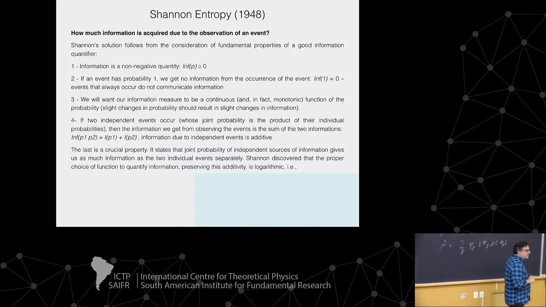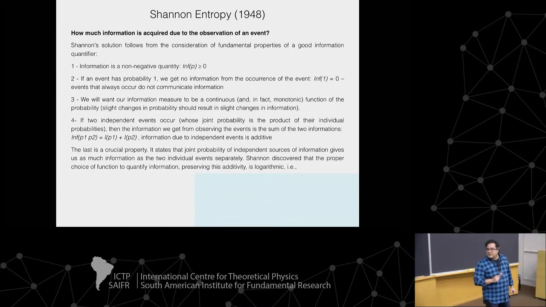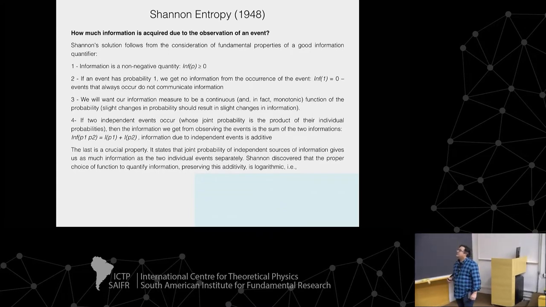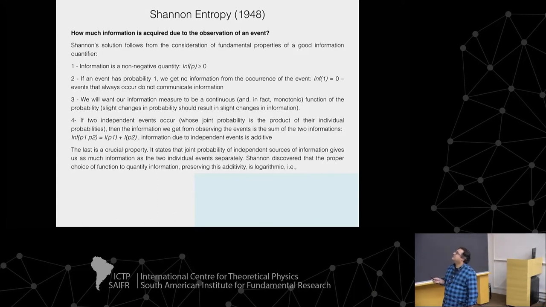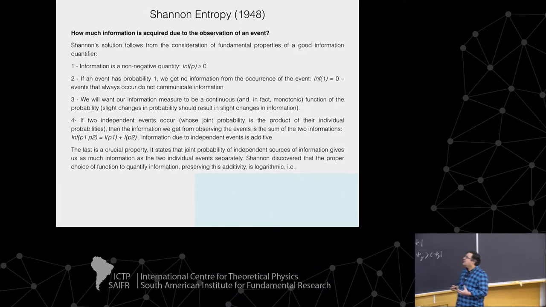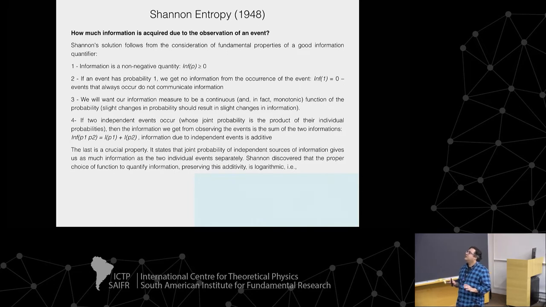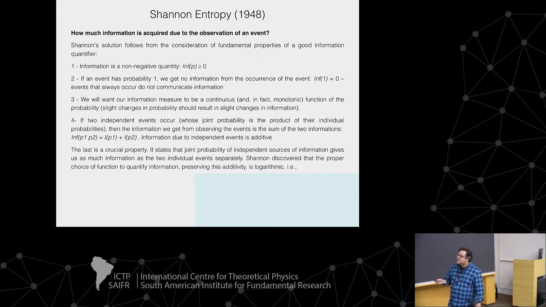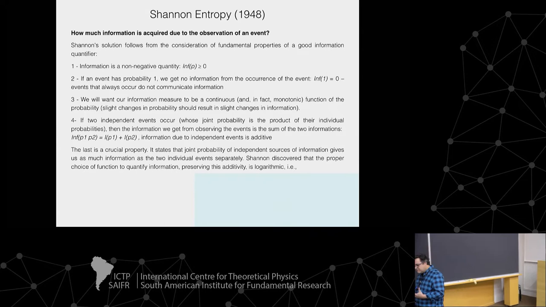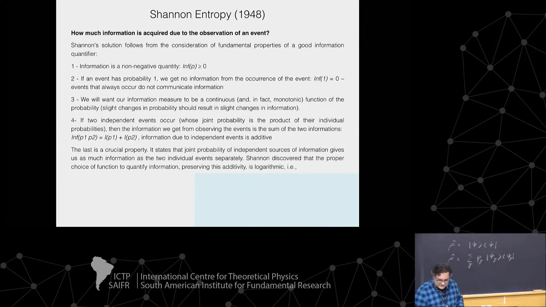Now I will introduce some bits of information theory. Before talking about quantum information, let us talk about classical information. Claude Shannon introduced in 1948 this idea of how to quantify information. He starts by considering the following question: how much information is acquired due to observation of one given event?